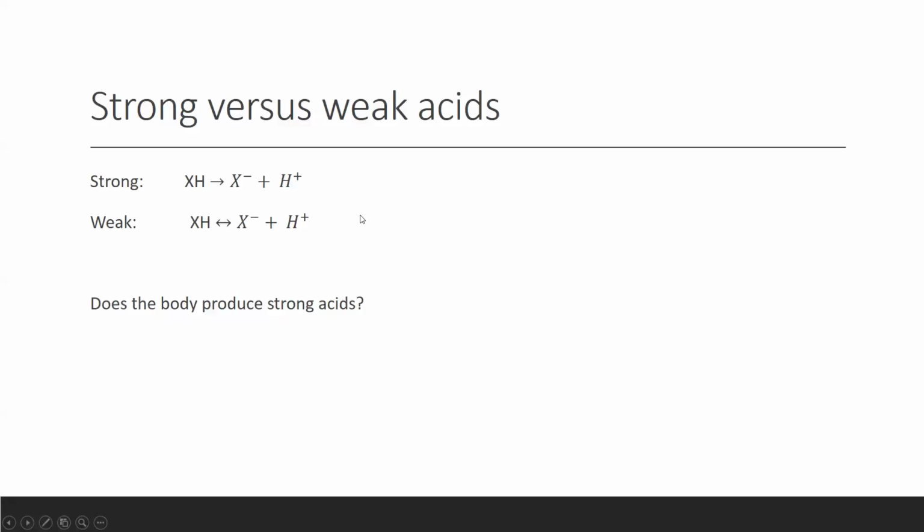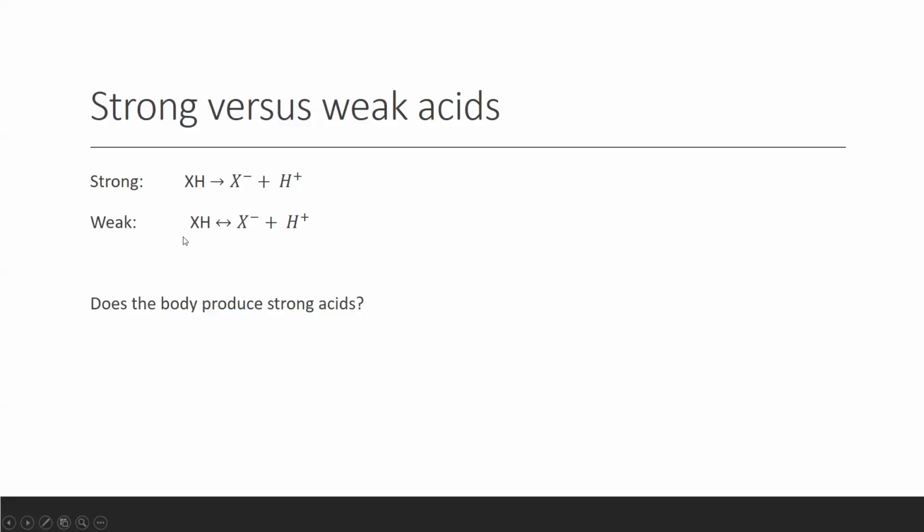Now, if we think about acids and bases, we'll talk about strong versus weak acids. And the difference between the two is just in the way that the reaction can proceed. Strong acids completely dissociate and ionize in aqueous solution. So XH goes to X minus plus H plus, and all of it does that. So there's no backwards reaction. For example, hydrochloric acid, all will become H plus, which goes immediately and becomes H3O plus and Cl minus.